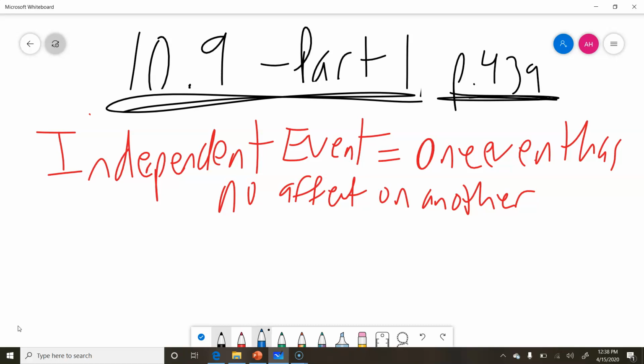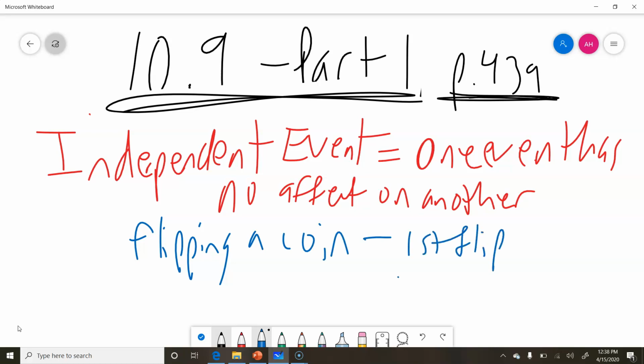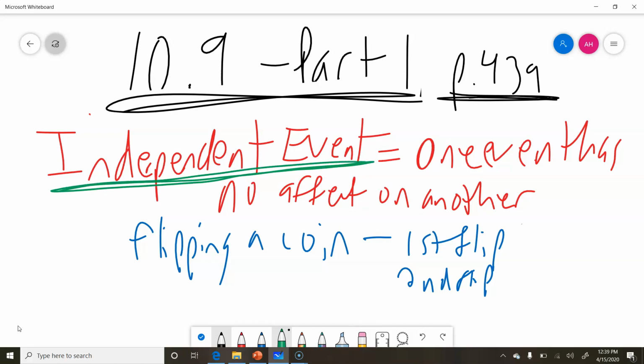Now the example I want you to think of is flipping a coin. I flip it once, so first flip and then second flip. Does it matter what I got on this one? Let's say I got heads. Is that going to determine what this one is? No, right? It doesn't matter. They could each be heads, they could each be tails. One could be heads, one could be tails, could be the inverse. Flipping a coin is an independent event because it doesn't matter what you did before that. They don't depend on one another. One does not affect the other is probably a good way to think of it.